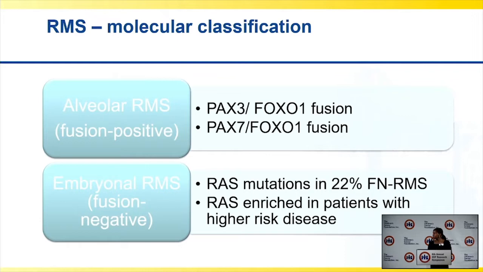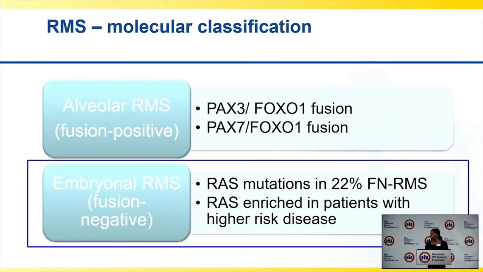As we've heard previously, we broadly define rhabdomyosarcoma based on the presence or absence of a PAX3 or PAX7 FOXO1 fusion. Alveolar rhabdomyosarcoma, or fusion positive RMS, has the presence of this fusion protein, and embryonal rhabdomyosarcoma, or fusion negative, has the absence of this protein. It's within the embryonal RMS category that we see mutations in a gene called RAS. It's present in about 22% of cases. RAS mutations are also enriched in patients with higher risk disease. So the focus of my research is on the embryonal subtype of rhabdomyosarcoma.